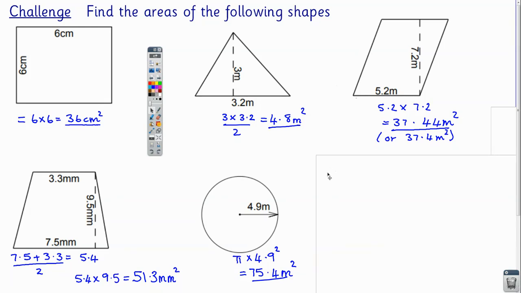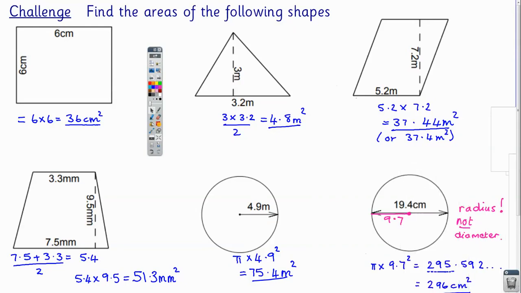Okay, and the last one is also a circle, except this time we're given the diameter, which is the distance from one side of the circle to the other, which is 19.4. We need the radius for our formula, so we have to take 19.4 and divide by 2 to get the radius, which is 9.7. Pi times our radius squared, pi times 9.7 squared is 295.592. And if we round it just like we did before, we will get 296 centimeters squared.